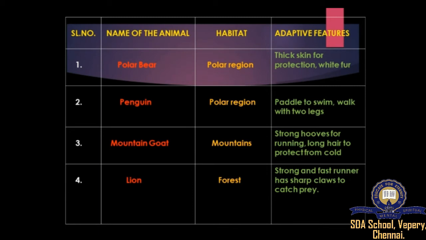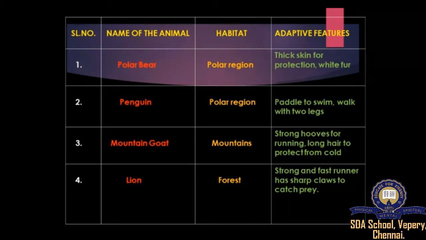And the second one is penguin, and the habitat of penguin is also the polar region. And the adaptive features of penguin are that it has paddles to swim and walks with two legs. Okay, so generally the penguin has paddles to swim and it walks with two legs. Okay, and the habitat of penguin is also the polar region. And the third animal is the mountain goat, and the habitat of the mountain goat is mountains.